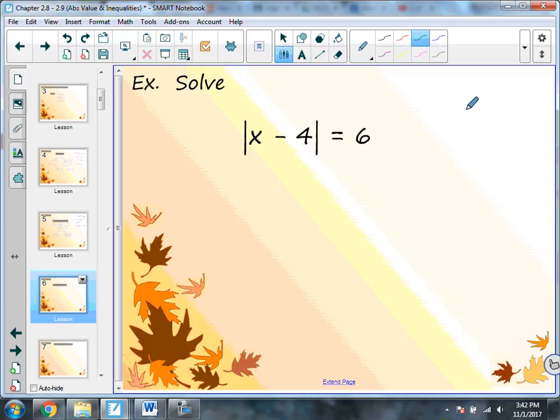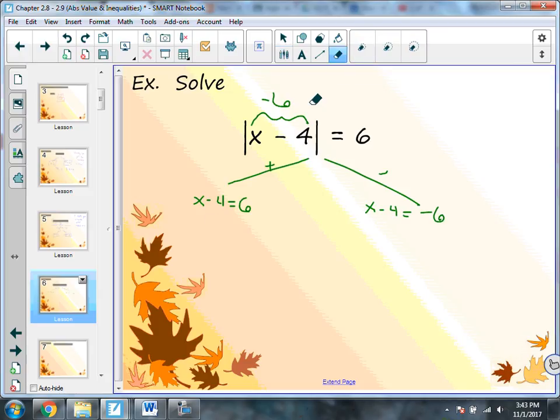When I take a look at this, I have isolated my absolute value expression. There's nothing on the outside of that expression. So what I can do is split into my positive and negative possibilities. So x minus 4 could equal +6, or x minus 4 could equal -6, right? Because inside here could be 6, because the absolute value of 6 is 6, or inside here could be -6. So we consider both possibilities. So I'm going to solve. Add 4 to both sides.